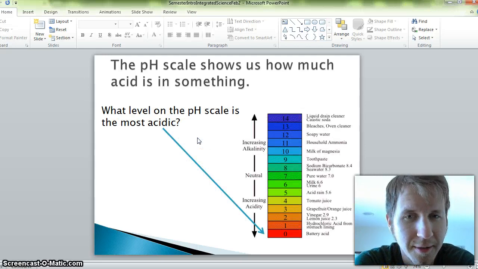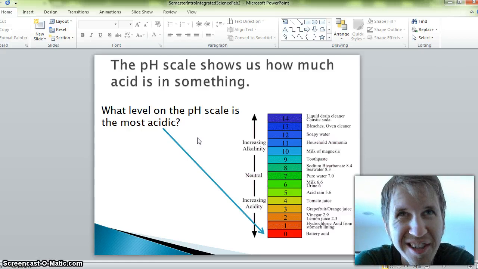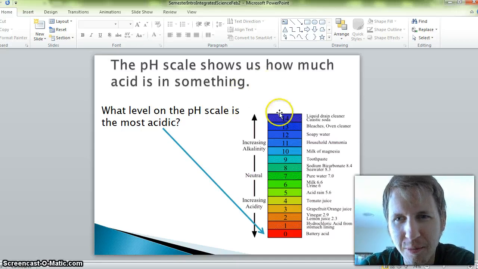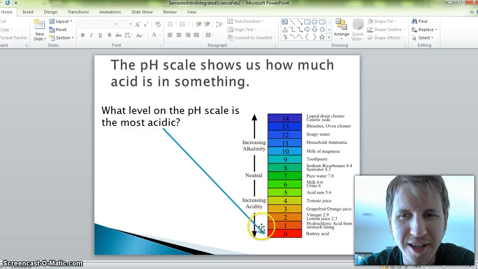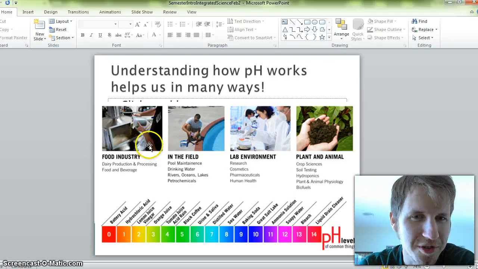It is level 0, kind of where battery acid is, and stomach acid. It's stuff that can digest your food really easily because it's really acidic. And so that shows us how much acid is in something, whereas up top here we've got liquid drain cleaner, caustic sodas, soapy waters. They're very alkaline. Either end of the pH scale can be hazardous for humans to consume. And so understanding how pH works helps us in a lot of ways.